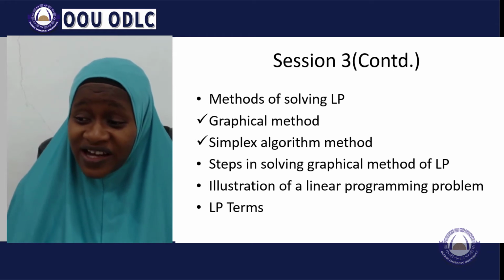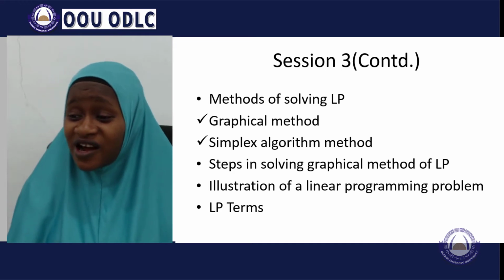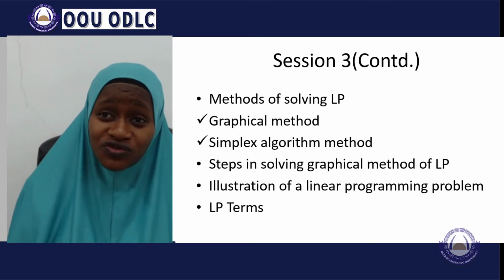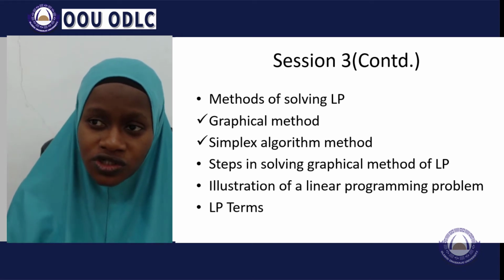So, to plot the graph and identify the feasible region. What do you mean by the feasible region? It is that region on the graph which satisfies all the constraint functions. It does not contravene any of the constraint functions.